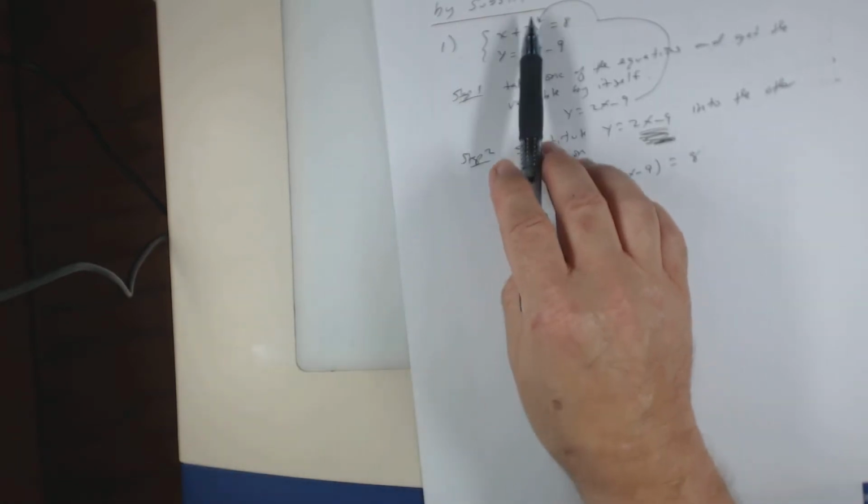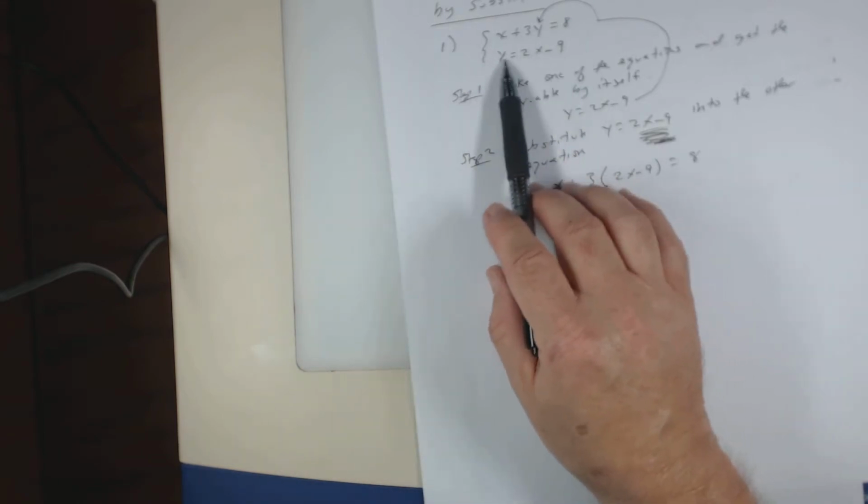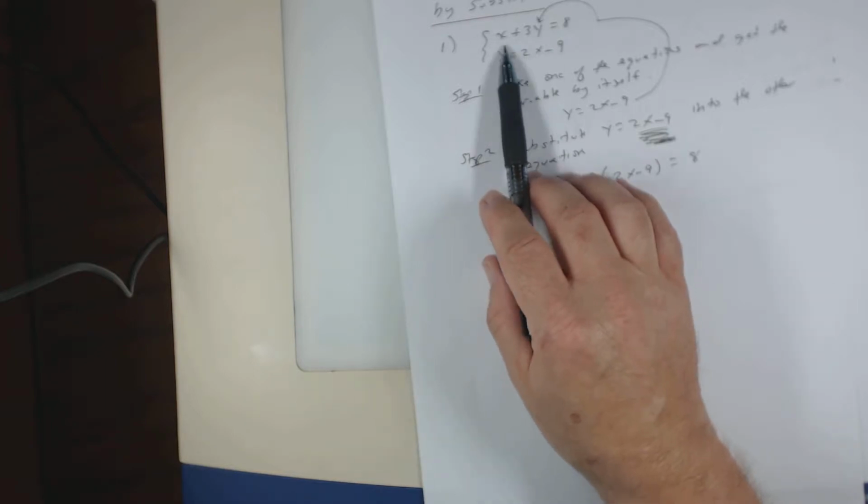So step one is to take one of these equations and get the variable by itself. Well, this one's the easiest one to use because it was already by itself. Now I'm going to ask you this. Could someone have chosen the first equation? Yes. What would be the easiest to get by itself? X. Very good.